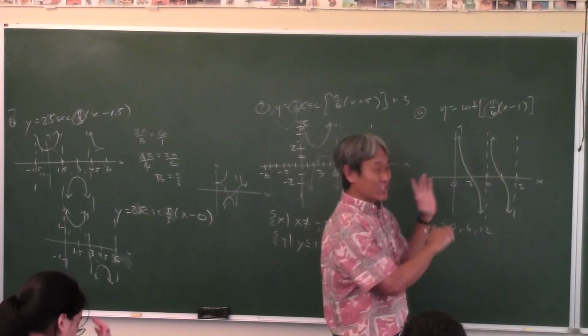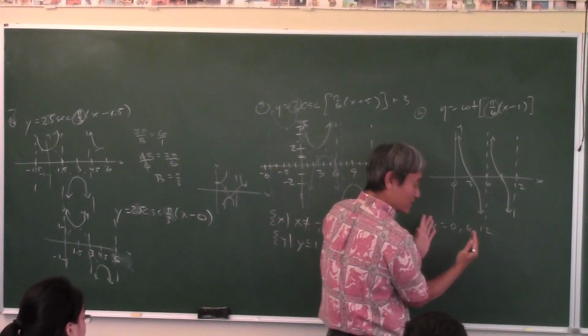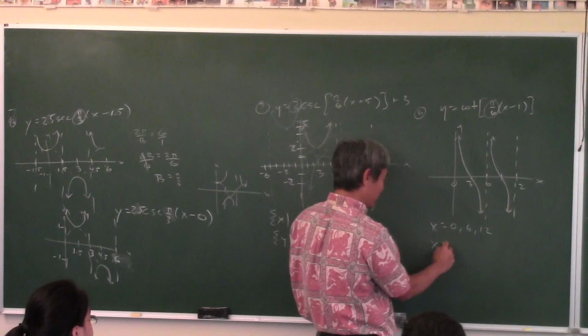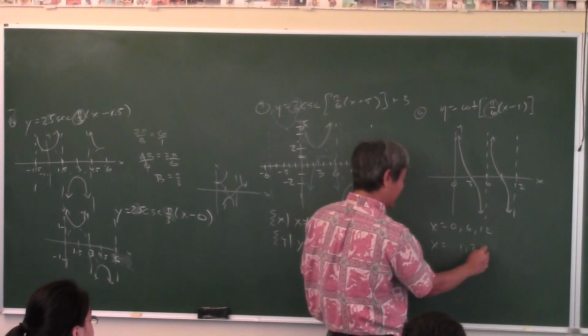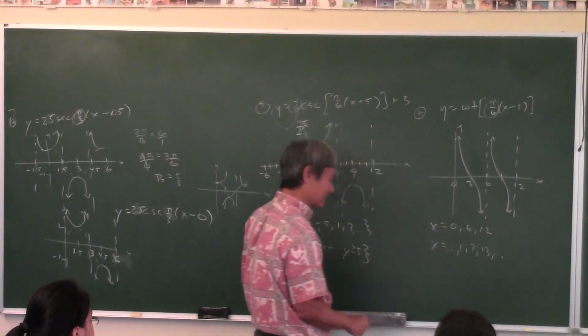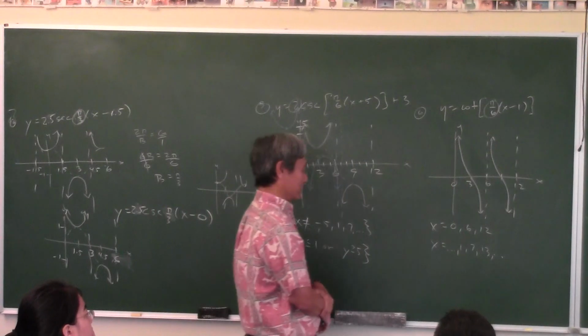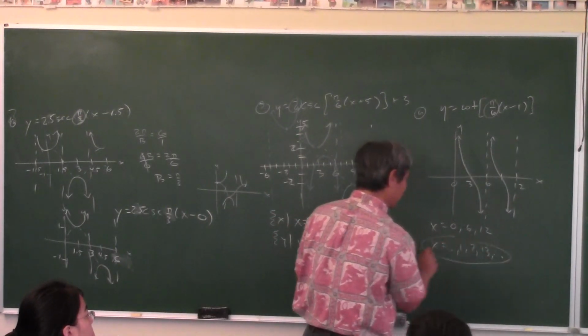But we have to shift everything one to the right. So if each of these numbers gets shifted one to the right, where's it going to be? 1, 7, and 13. And that's right. And don't forget to put dot, dot, dot, dot, dot, dot, because there's an infinite number of these, right? So there's your answer.